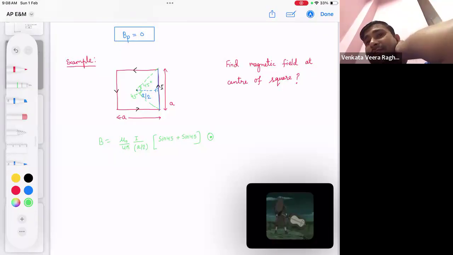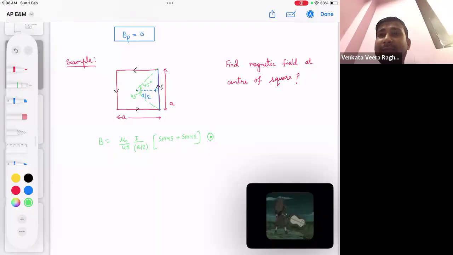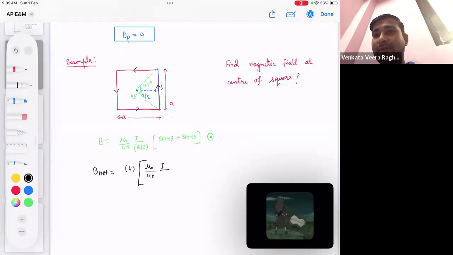Can you see that all four sides of this square are going to create the same magnetic field? So it means, if all the sides are creating the same magnetic field, can we say the net magnetic field will be 4 times what we have calculated now? What we have calculated now: mu naught by 4 pi, I by A by 2, sin 45 plus sin 45, that is 1 by root 2 plus 1 by root 2, 2 by root 2 we have.